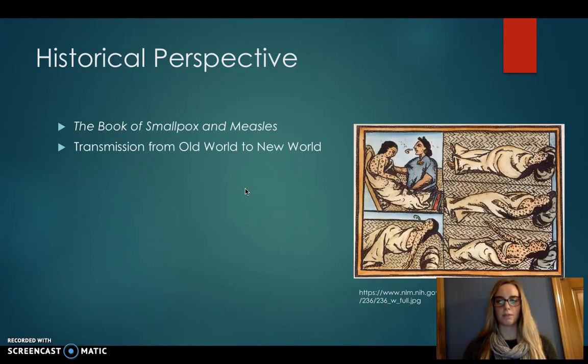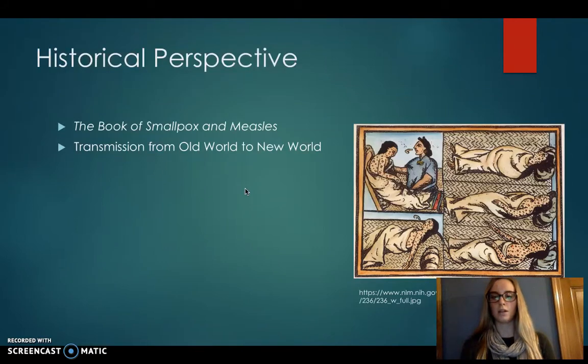Some historical perspective on measles includes the first time measles was identified as being different from smallpox by a physician in Persia named Rhazes. And he suggested that it should be treated by taking care of the skin and the eyes and the throat, which is where you typically see the symptoms of measles. He also hypothesized that the disease came from the dirty air, which may not be entirely wrong because it is transmitted by coughing and sneezing.